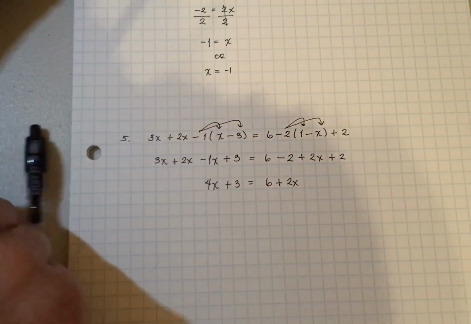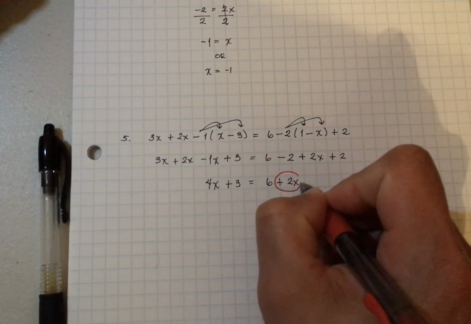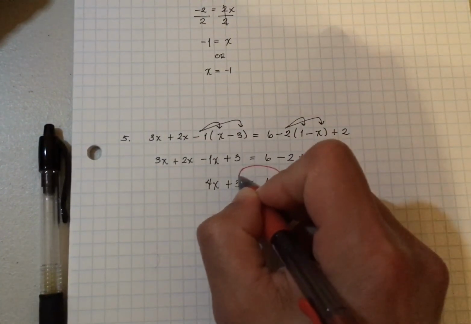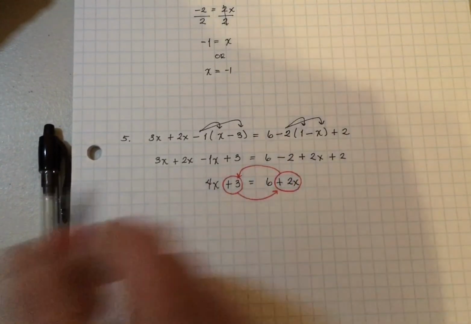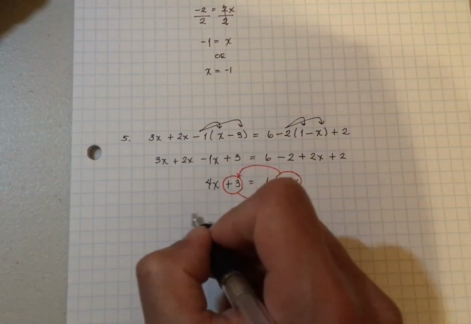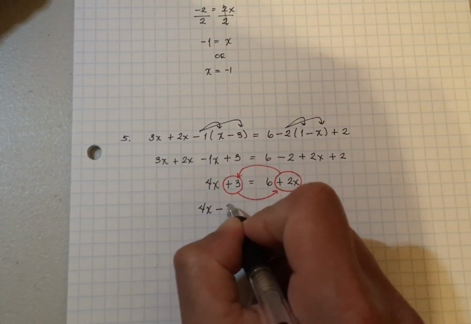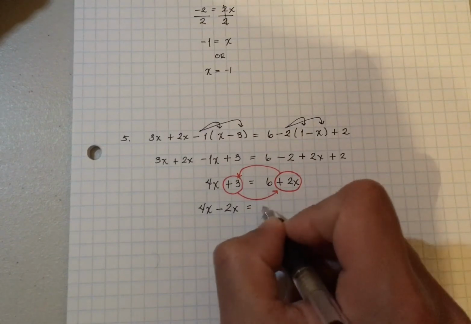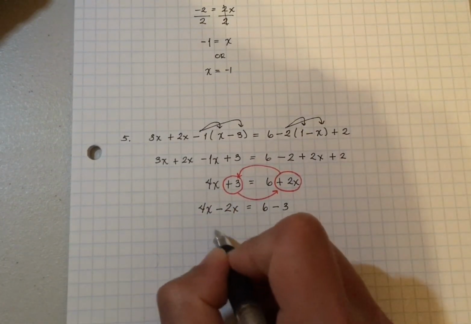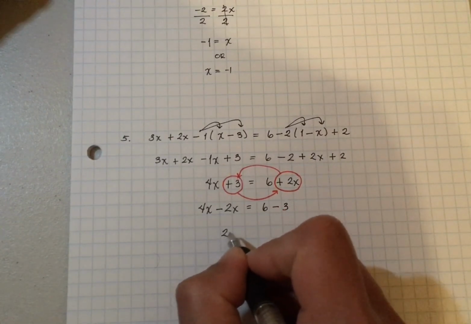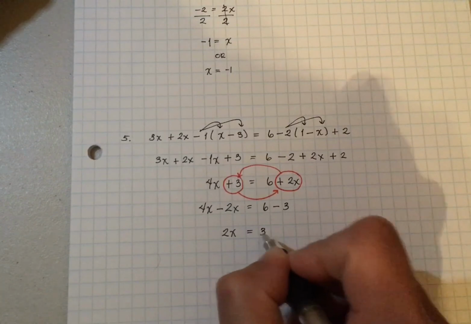So now I'm going to go ahead and letters on the left, numbers to the right. So las letras las voy a poner a la izquierda, los números a la derecha. Ok, voy a cambiarlos así. Ok. Entonces el 4x, ahí está. El positivo 2x se convierte en negativo. El 6, positivo 3 se convierte en menos 3. Ok. 4x minus 2x is 2x. 6 minus 3 is 3.